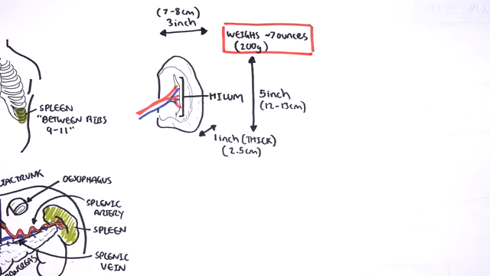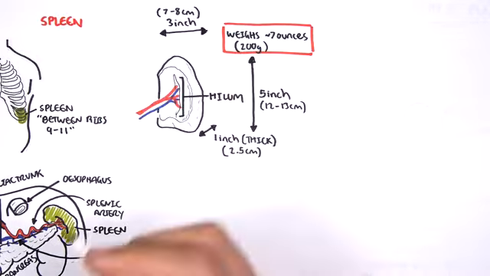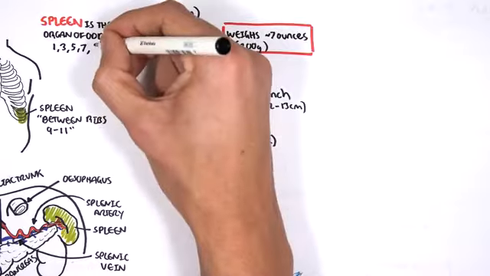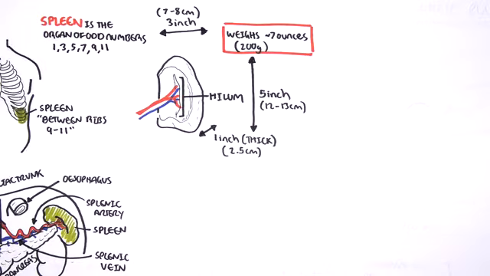Now, from all these numbers, we have odd numbers in inches and in ounces. So we can thus call the spleen the organ of odd numbers: 1, 3, 5, 7, and 9. 1, 3, 5 being the dimensions of the spleen in inches, 7 the weight in ounces, and the spleen lies under the ribs 9 to 11.